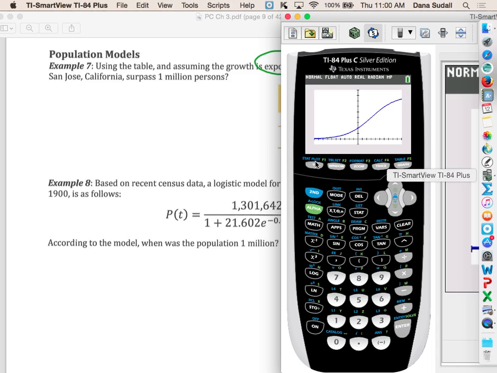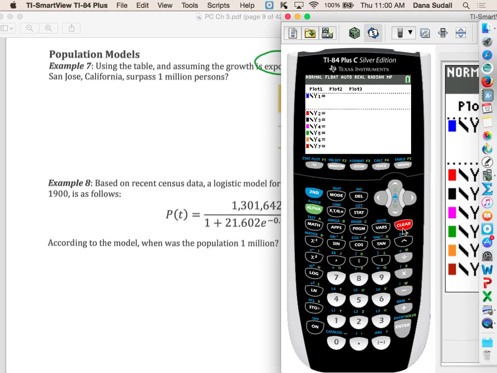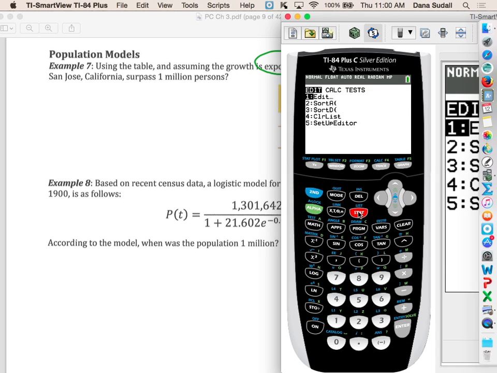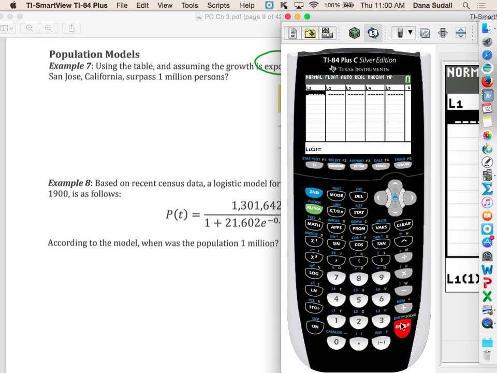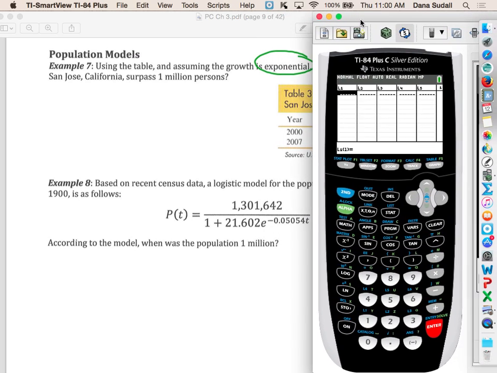You can clear out whatever you have in here for now. We're going to go into stat because I have 2 data points and I have no idea what this equation is going to be. So let's put this in. When the year is 2000, let's let 0 equal the year 2000. And typically that's what they'll have you do. And the year 2007, we'll let that be 7.